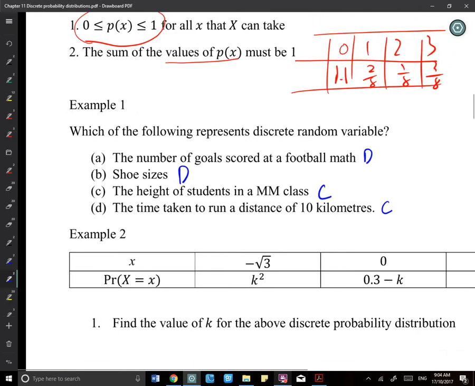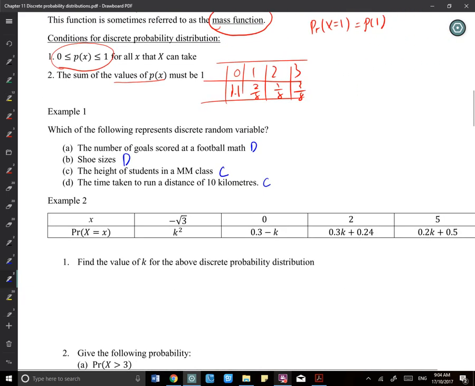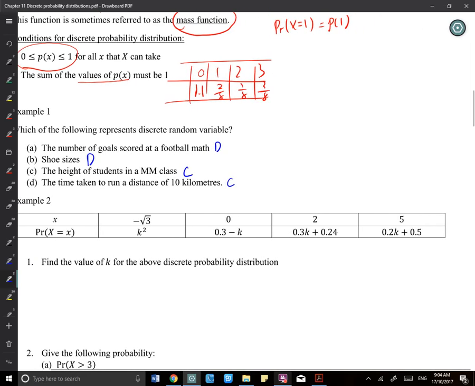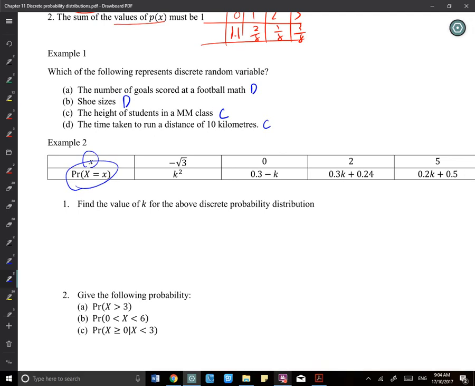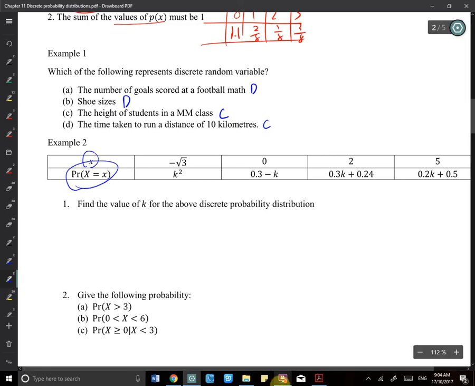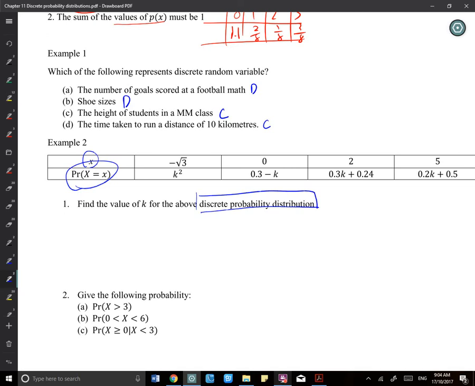Example 2. We have a table here: lowercase x, probability X equals x. Find the value of k for the above discrete probability distribution. It already says it's a discrete probability distribution, so it must satisfy the two requirements. One, in each box, the value needs to be in between 0 to 1. Two, you add up all the probability, that should give you 1.